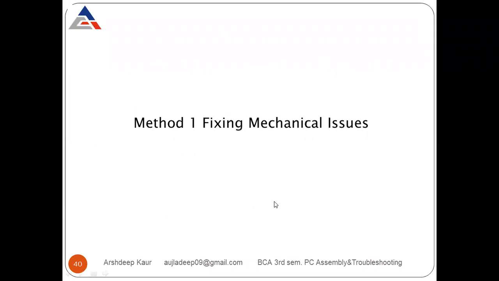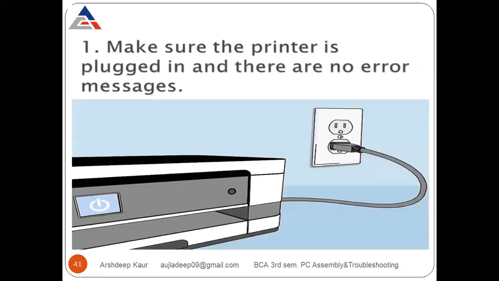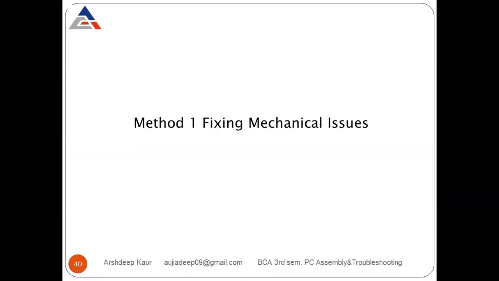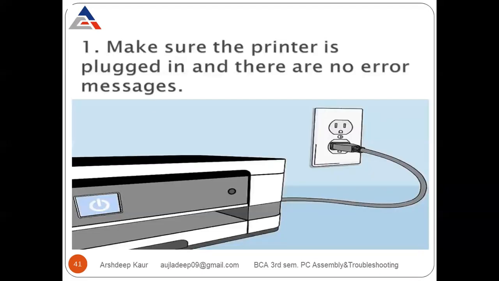Now the first method is how we can fix these problems. Method one is fixing mechanical issues. If we see that there is some mechanical issue in the printer, method one is fixing mechanical issues. When we are fixing mechanical issues, we have to follow some steps.